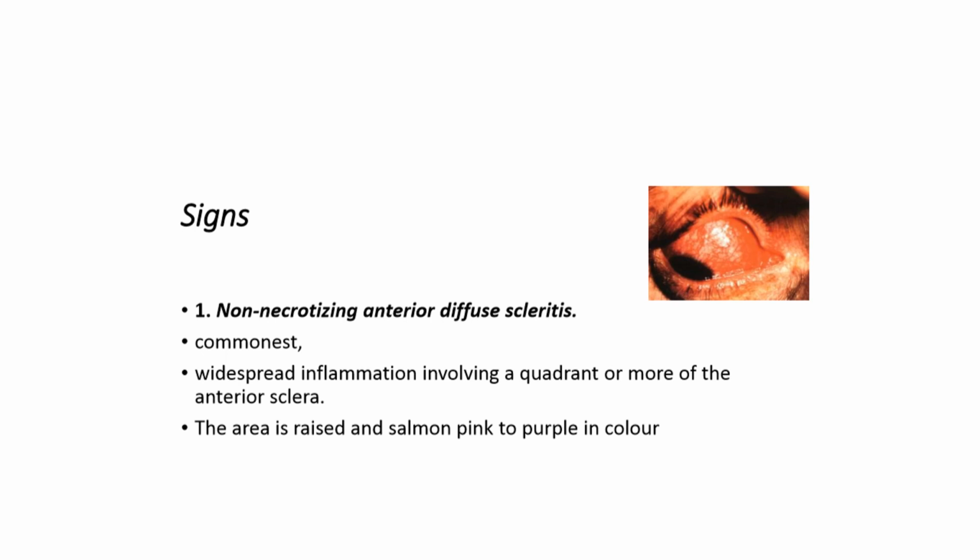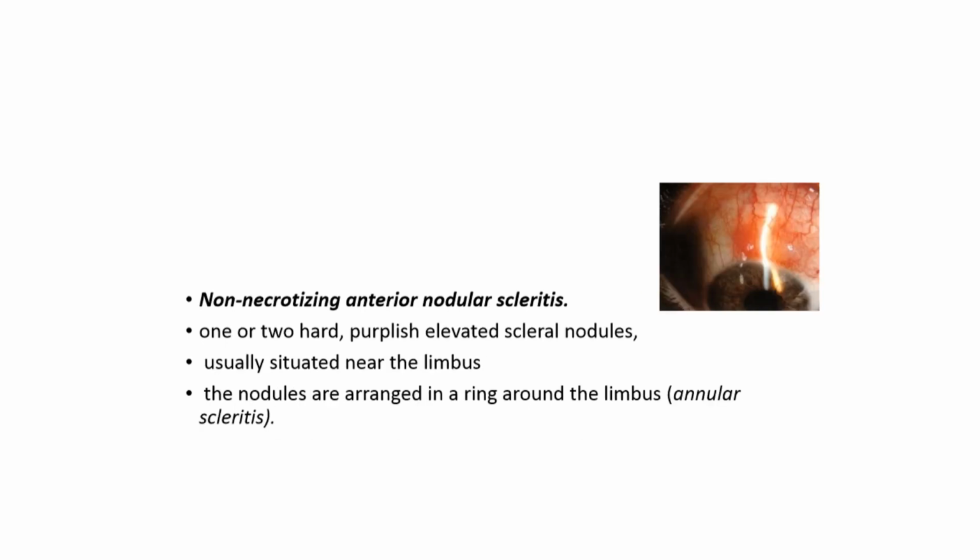Coming to non-necrotizing anterior diffuse scleritis, it is the commonest. There is widespread inflammation involving a quadrant or more of the anterior sclera. The area is raised and salmon pink to purple in color. Here in the picture you can see the congestion, and it is pink to purplish, basically violaceous in coloration. Non-necrotizing anterior scleritis is of two types: diffuse, which I just read, and the nodular type.